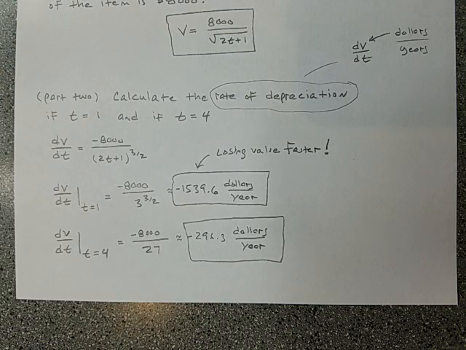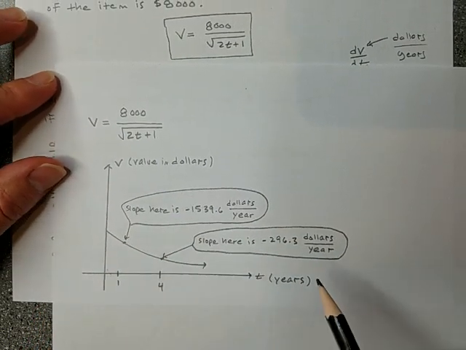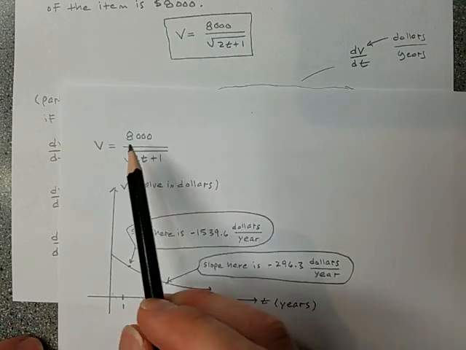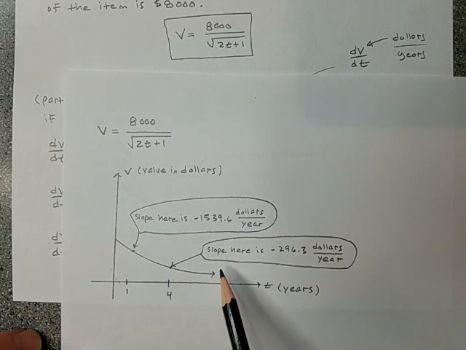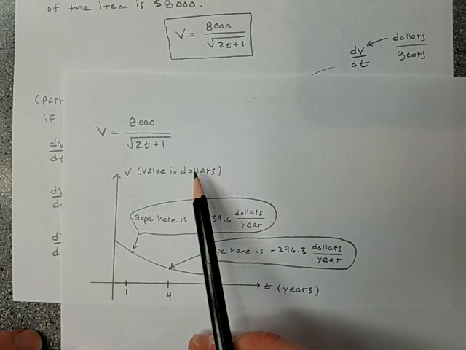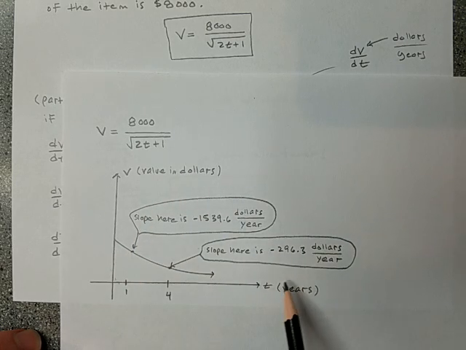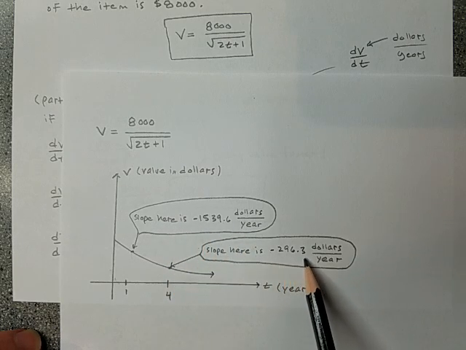Now, let's try to tie it all together. So here, I have the curve. It looks a lot like that. This is not a scale graph or anything like that, but it descends in roughly this manner. V is 8,000 over root (2t plus 1). And remember how we also said the derivative is the slope of the curve? Well, it's like saying the slope there is negative $1,539 per year. That's the rise over run if you consider the units. The rise has units in dollars, and the run has units in years. And at this point, when t is 4, the slope there is negative $296.3 per year.